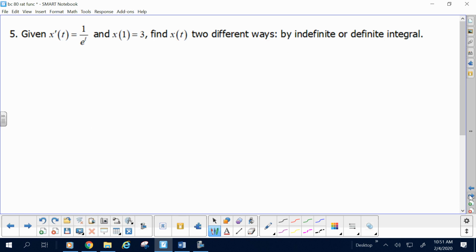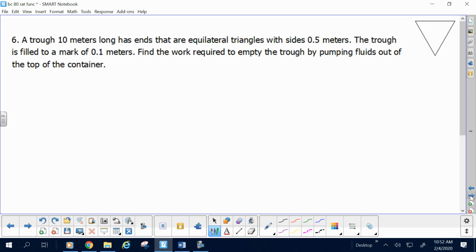5. Both ways, through different methods, you should get the same thing: -e to the -t plus 3 plus 1 over e. And 6 was kind of gross. You had to be on your game there. Sorry, part of it was my fault. Assume water. I neglected to say what it was. If it's water, then it's 207.2797.